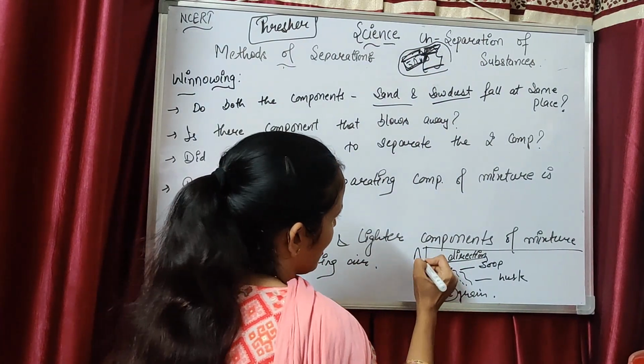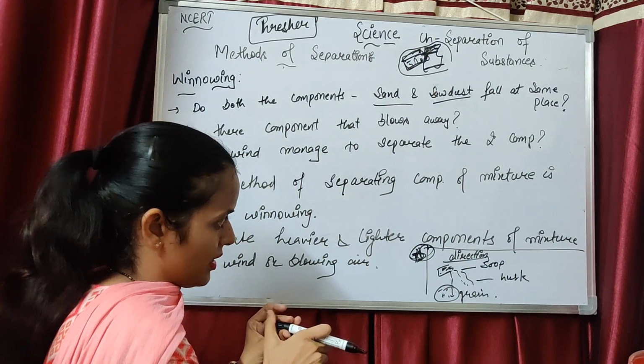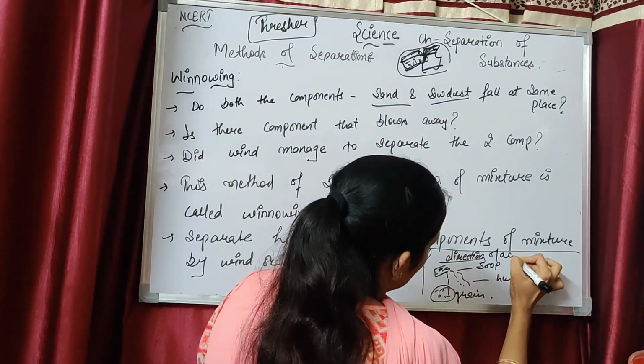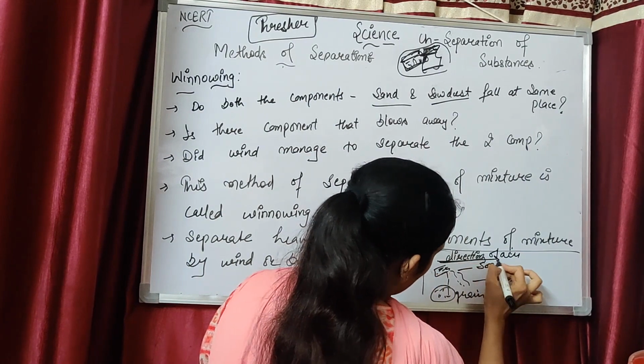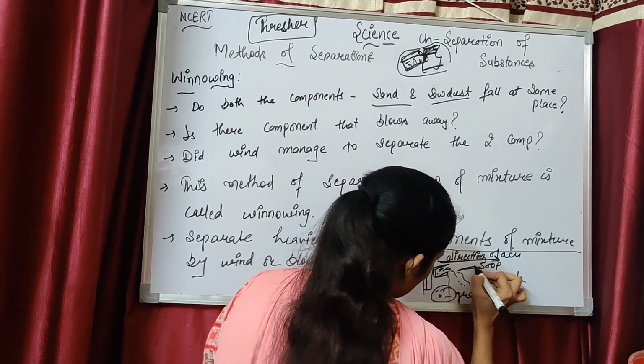Look here. I am drawing a small diagram to clear your concept of winnowing. This is the direction of air. This is the plate which is kept at the shoulder height. This is the soup.